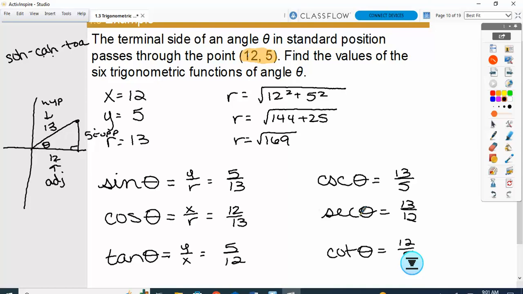So a couple different options. Some people like to draw a picture. Some people just write out x, y, and r. It is up to you. I don't have a preference as long as you can tell me what those ratios are. Can you guys try one?